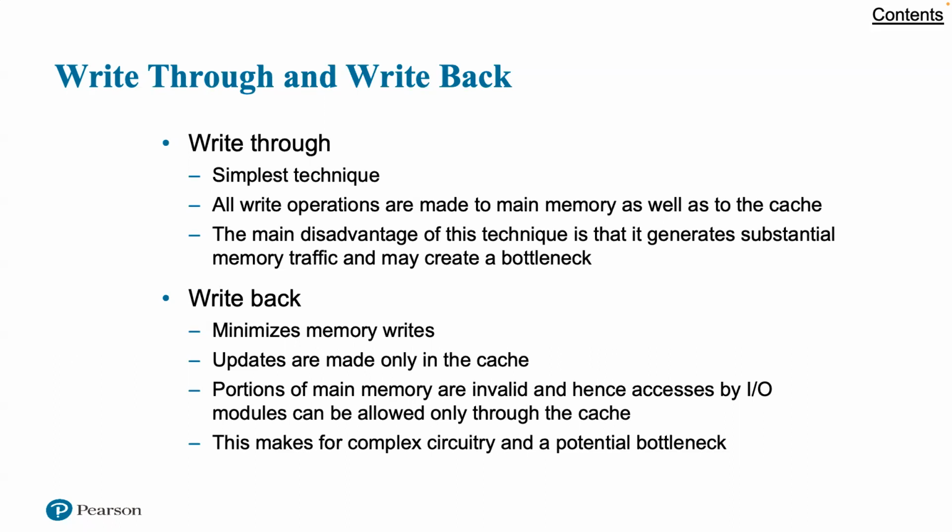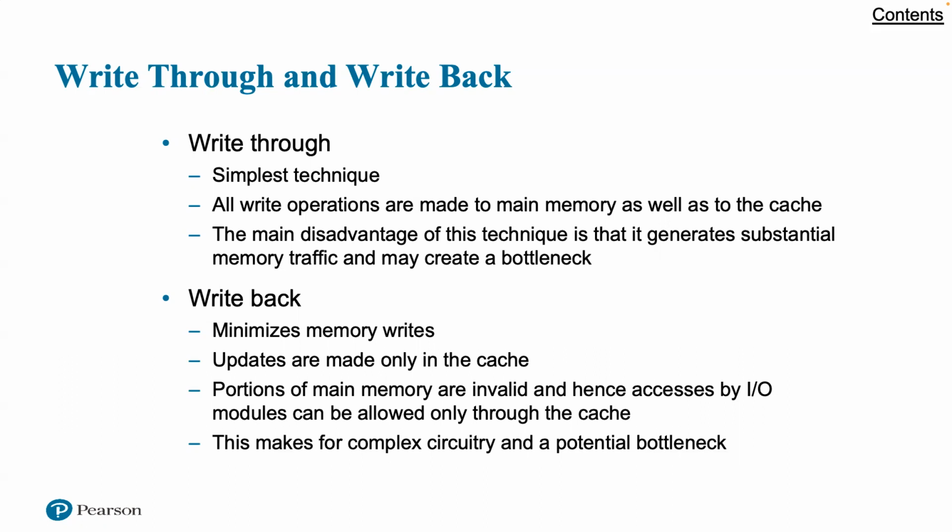The simplest technique is called write through. Using this technique, all the write operations are made to main memory as well as to the cache, ensuring the main memory is always valid. Any other processor cache module can monitor traffic to main memory to maintain consistency with its own cache. The main disadvantage of this technique is it generates substantial memory traffic and may create a bottleneck.